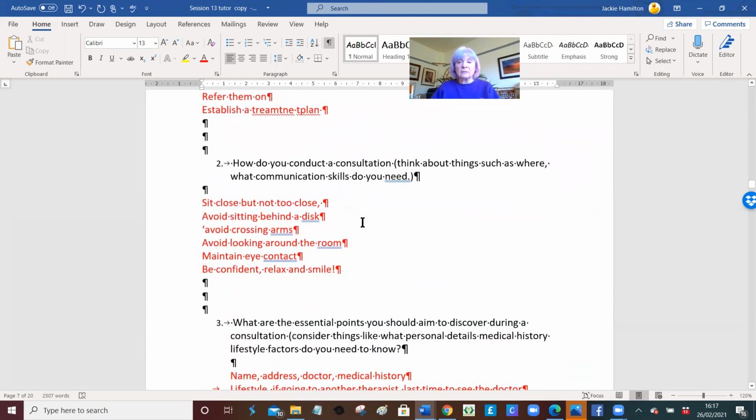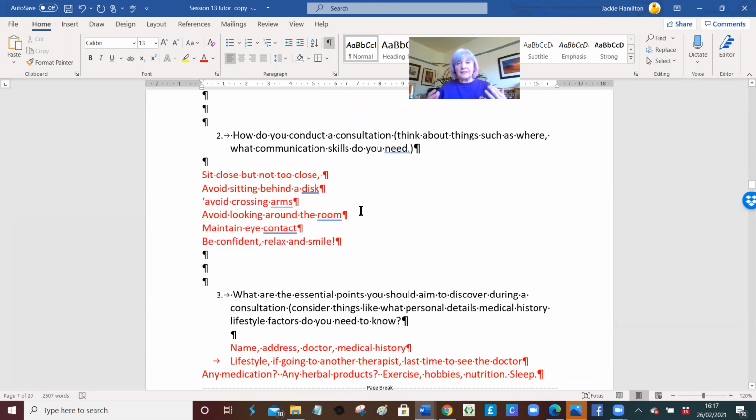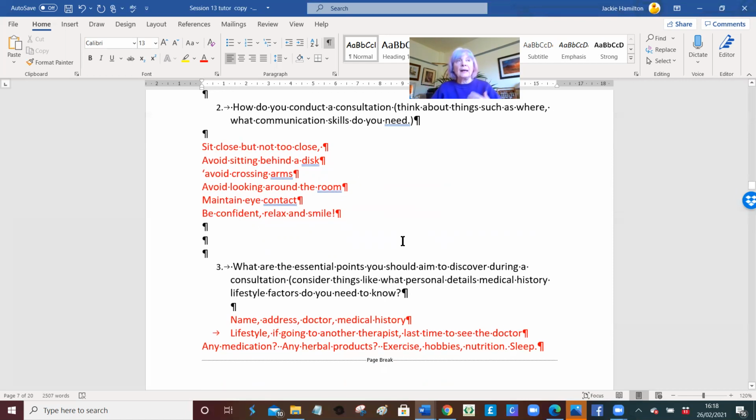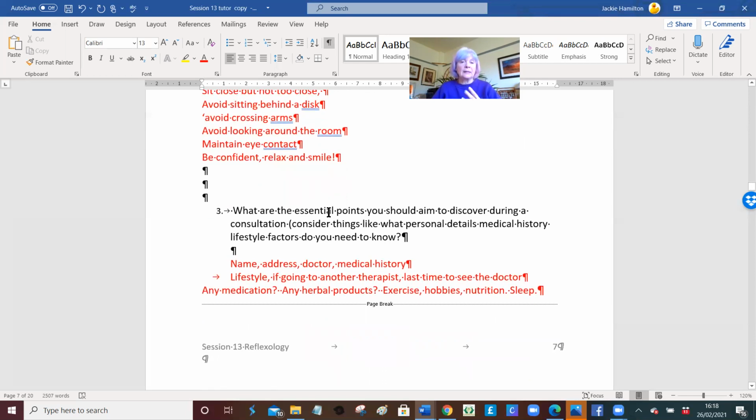So how do you conduct a consultation? Physically, you want to be close to them, but not too close. And if the chairs aren't facing each other, but at sort of right angles, at a nice distance, we can show you in the classroom. And we've also got a video of the consultation that you can see. Avoid sitting behind a desk, avoid crossing your arms, avoid looking around the room, maintain eye contact, be confident, relax and smile. And give them your time and attention.